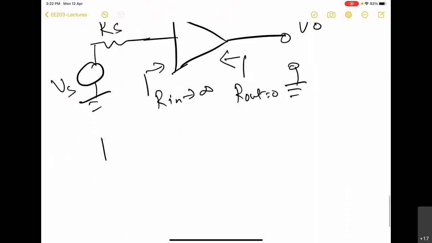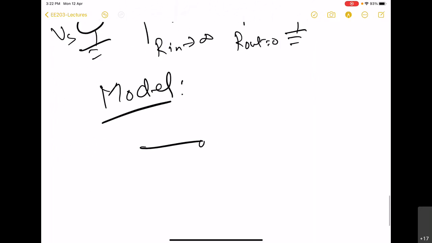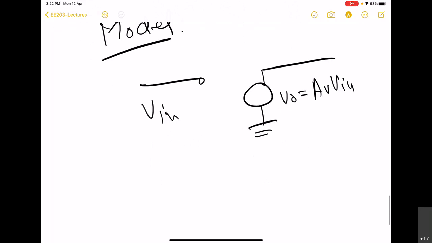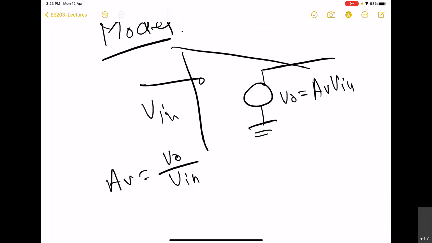And the complete model, of course, is going to be that the input side is open circuited, and on the output side we have VO, and this VO will be given by AV into Vin. So AV is the ratio of the open circuited output voltage divided by the input voltage to the amplifier.